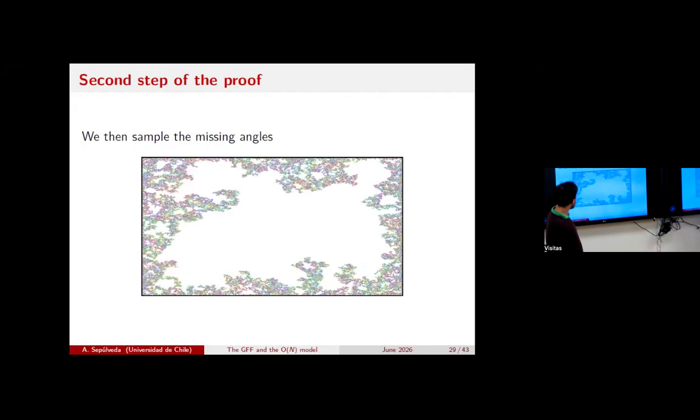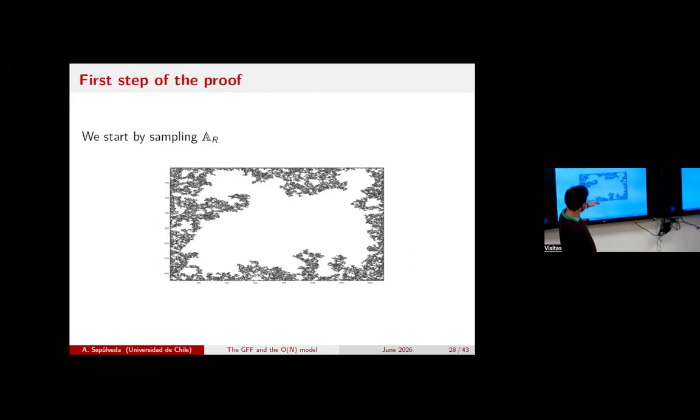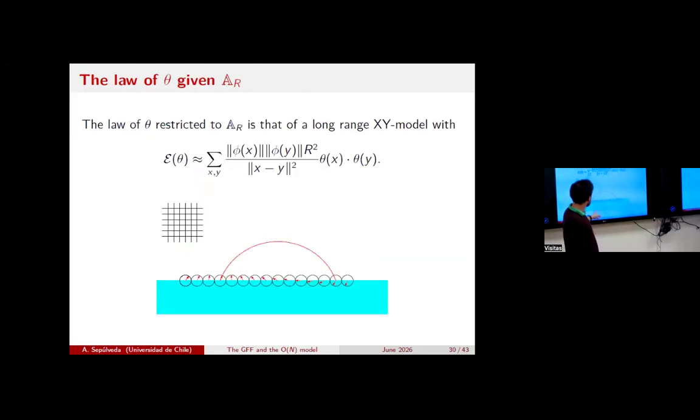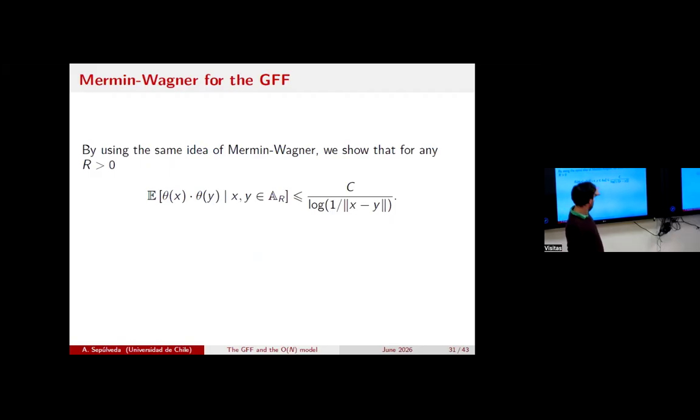And how does one prove this? Well, you explore the set. You can explore it in a Markovian way. You walk until you exit height r. You then sample the angles, and you see how correlated the angles are. We can use Mermin-Wagner's idea to show that the angles are a long-range XY model or spin-O(n) model, and still one can use Mermin-Wagner's argument to show that they will decorrelate, this time logarithmically slowly.